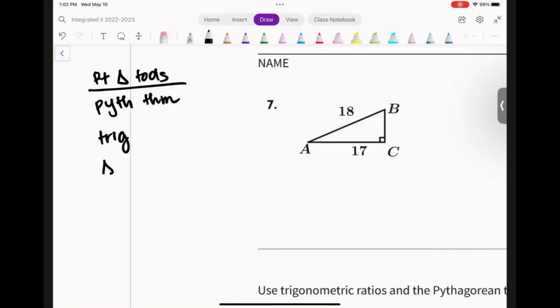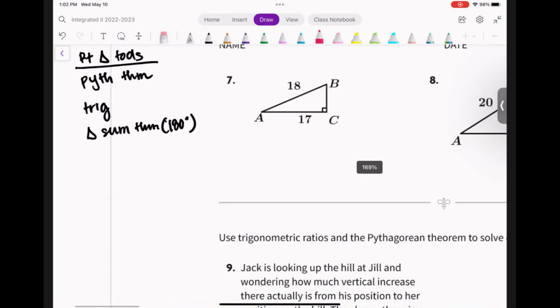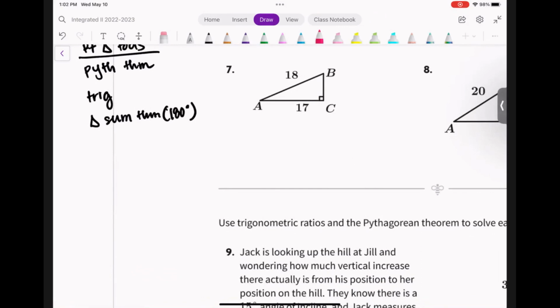And the last one is the triangle sum theorem. And then I remind you that it means 180 degrees, right? So you're going to use one of those things in order to solve this. Now, because they gave you two sides, it means that you're going to use the Pythagorean theorem. In case you forgot what the Pythagorean theorem is, that's why I'm here to remind you.